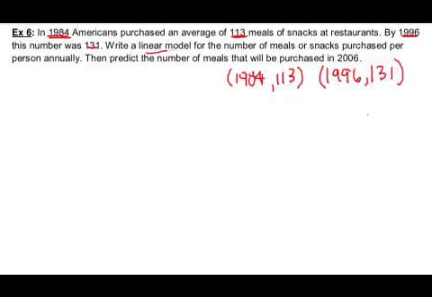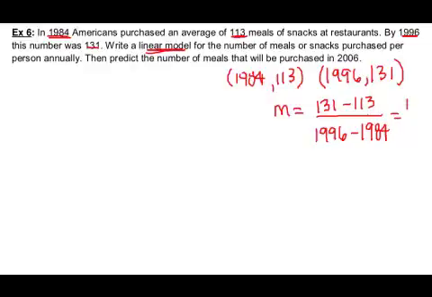Now we want a linear model. So in order to have a linear model, we need the slope and we need a point. We need those 2 pieces of information. Now, since they gave us 2 points, we can find the slope. Again, write down the formula that we use. And let's plug it in. So y2, which would be 131, minus y1, which is 113, over x2, which is 1996, minus x1, which is 1984.